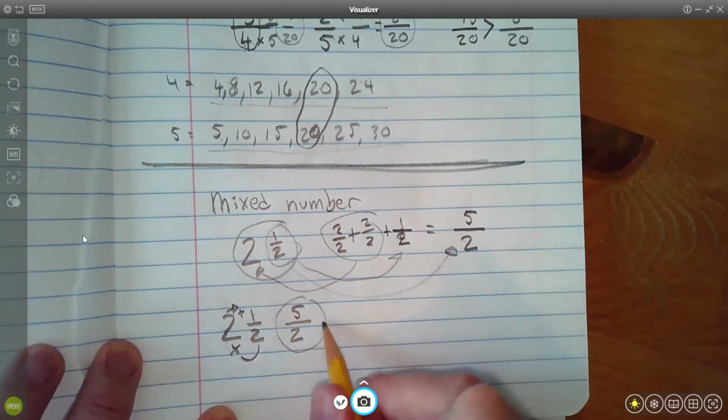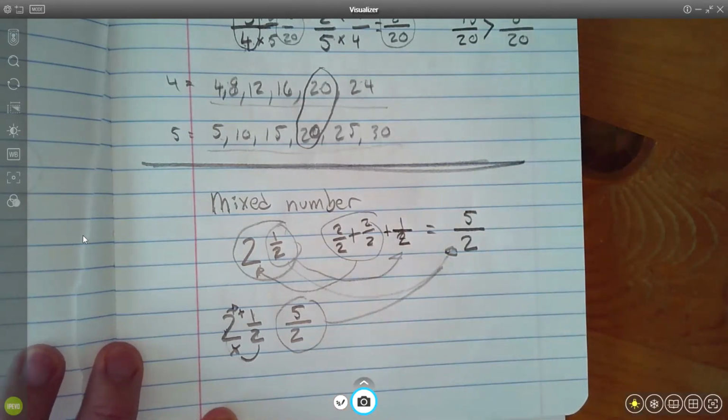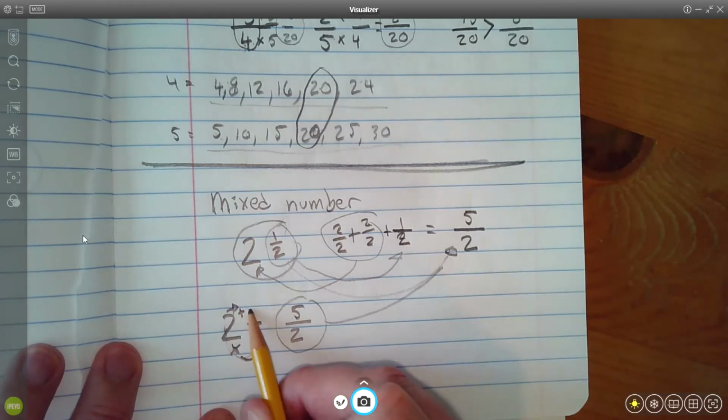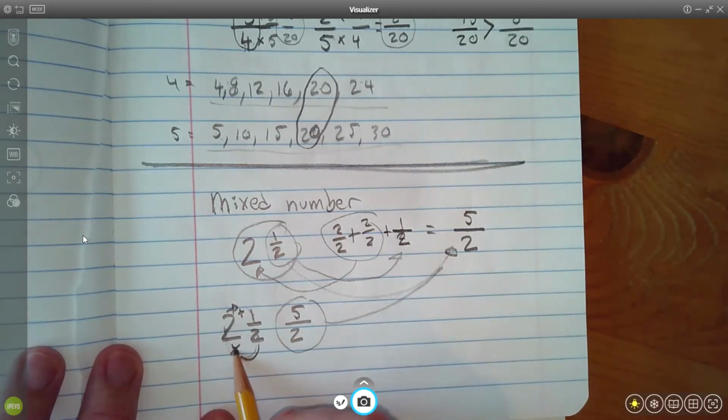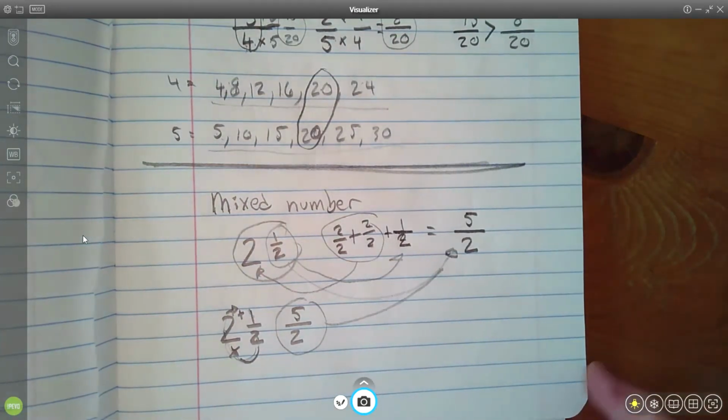Check it out. Bottom number times the big number, add the top number. Bottom number times the big number, add the top number. Let's see if that works in our packet.